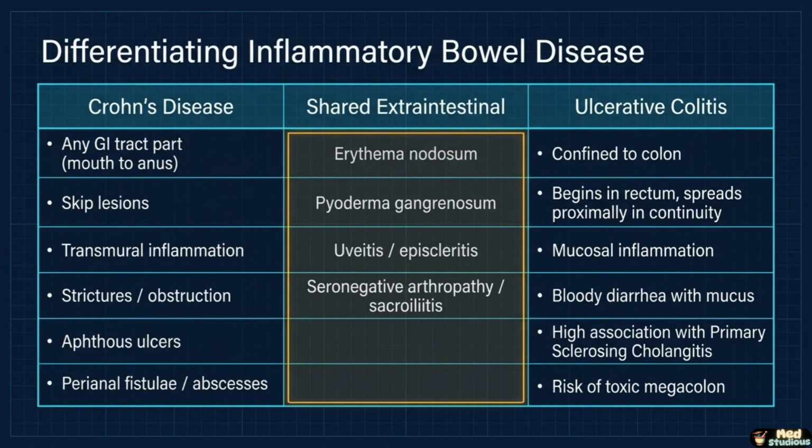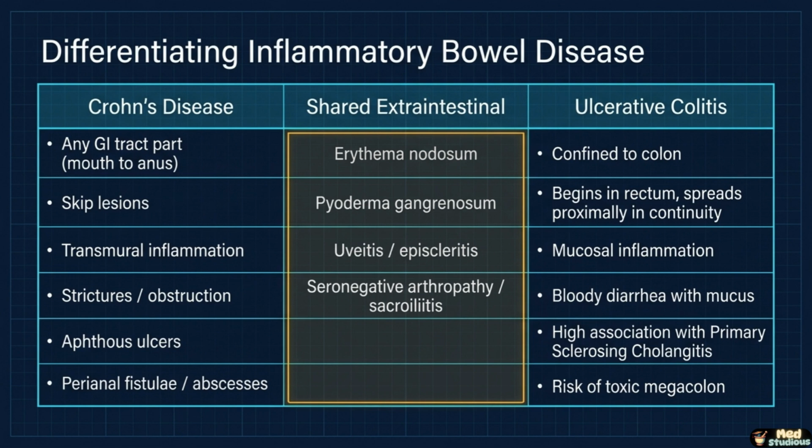Crohn's disease and ulcerative colitis present with overlapping symptoms but completely different anatomical behavior, and knowing both the differences and the shared features is essential. Crohn's disease can affect any part of the GI tract, from mouth to anus, characteristically with skip lesions, patches of disease separated by healthy bowel, transmural inflammation that cuts through the full bowel wall, and a tendency towards strictures, obstruction, aphthous mouth ulcers, and perianal fistulae or abscesses.